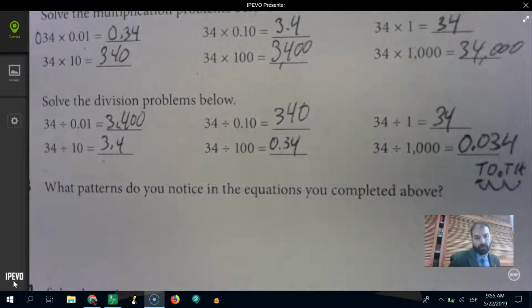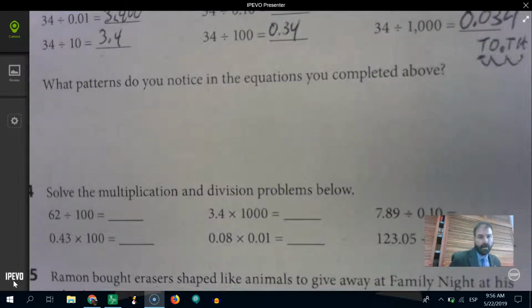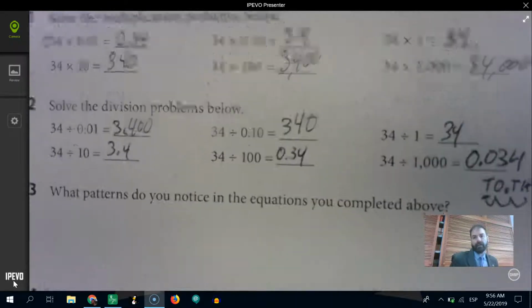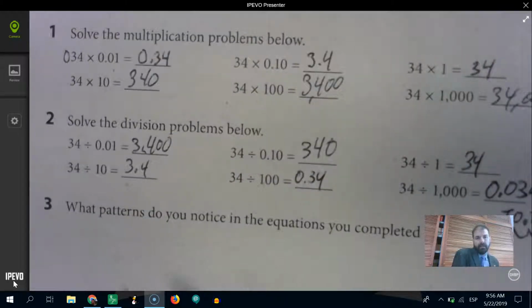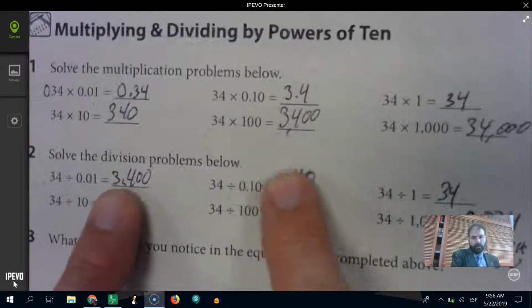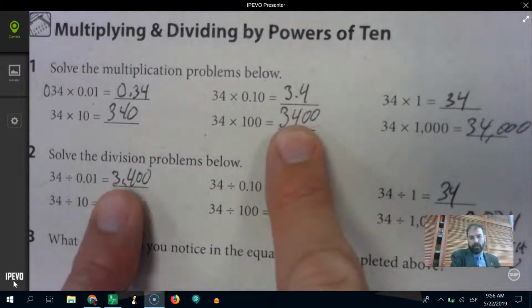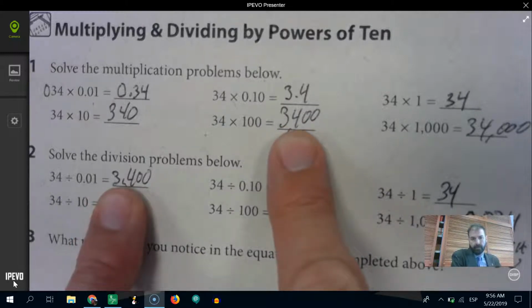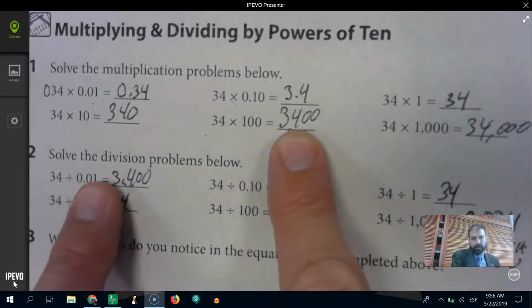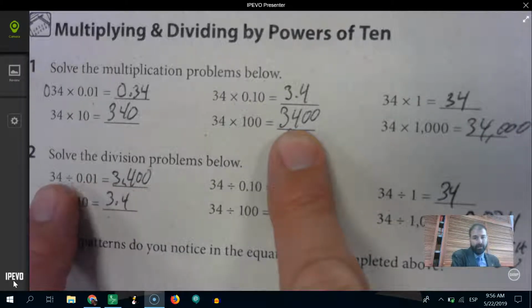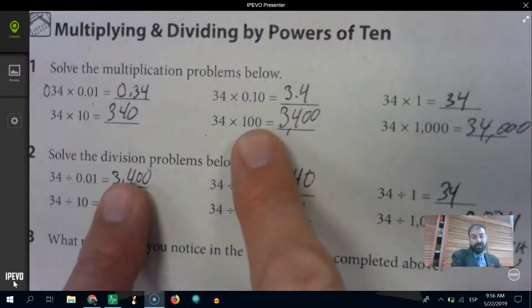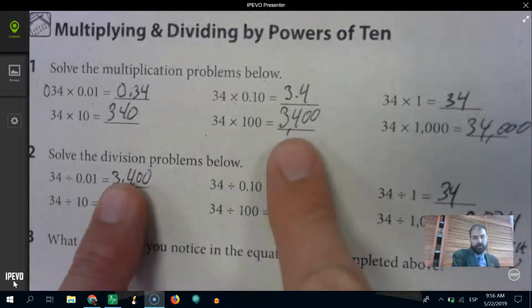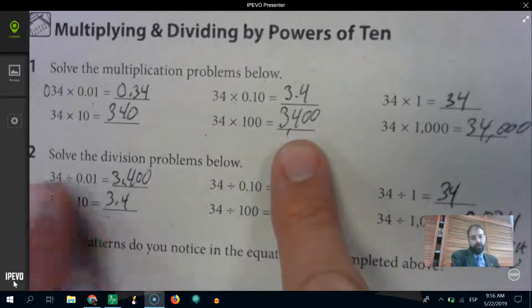Okay, so fun stuff. What patterns do you notice in the equations you completed above? Well, like I talked about, we're shifting place value. We can see what 34 times 100 and 34 divided by 1/100, so that's the same answer. So 34 divided by 0.01, how many hundredths are in 34, is the same as thinking how many, if I had 100 cents of 34. If I had 100 cents of 34, and how many hundredths are in 34, same answer.